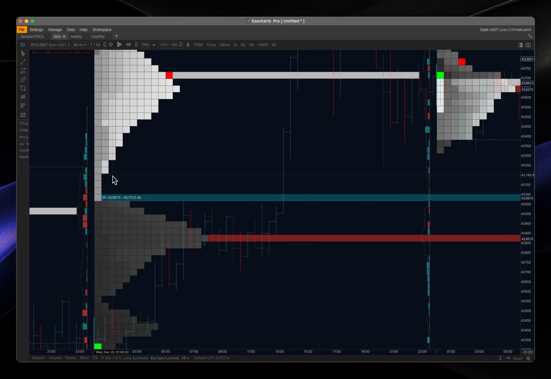But single prints for me, not only am I looking at the last level, I'm looking at the very first touch and move into them as well. So like, for example, here I would go, look, this is a ledge almost, but like the first move into a single print.